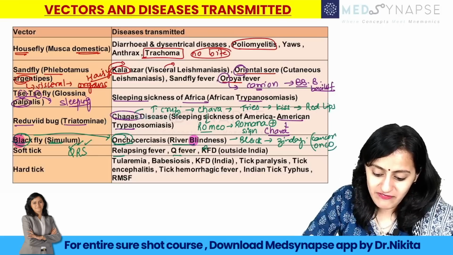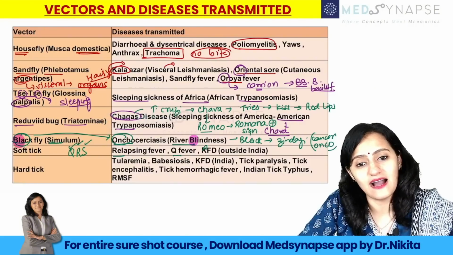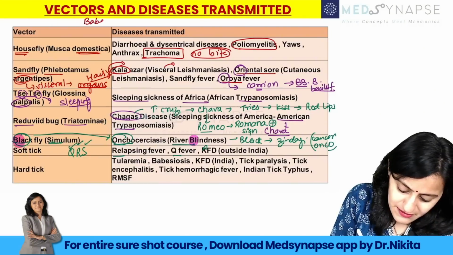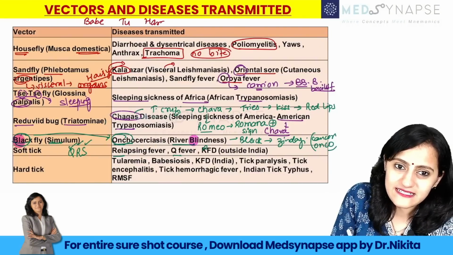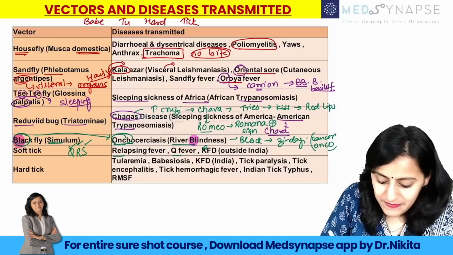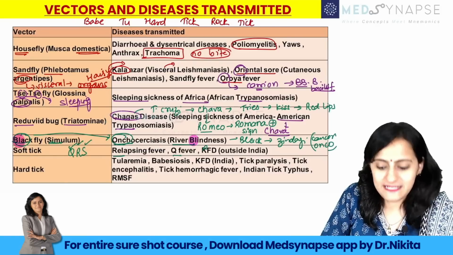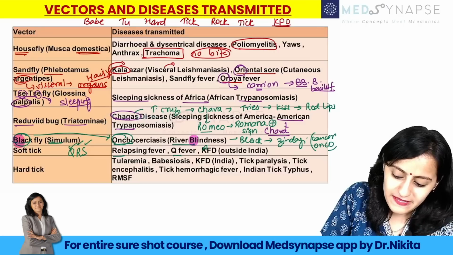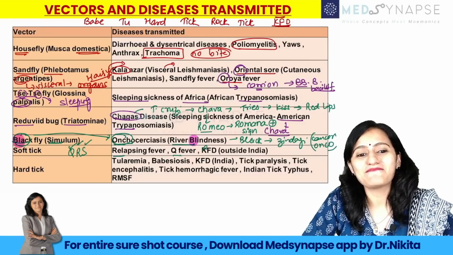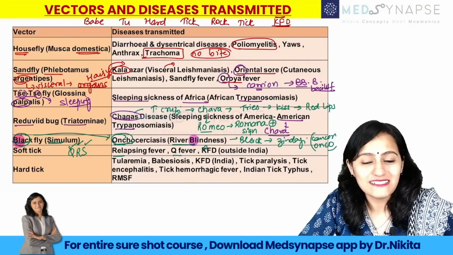Okay, so here we have a very interesting rap that I've made for you to remember the diseases transmitted by the hard tick. So the rap that you have to remember here is: baby tu hai hard, tick, tick, tick, hard like a rock, tick, tick, tick. And then the baby says, ये क्या फालतू लगाया है? क्या फालतू is KFD. Okay, so ये क्या फालतू rap लगाया है?